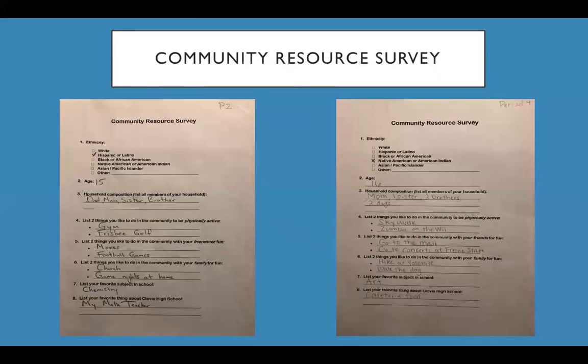Here is a sample of the community resource survey that I handed to all 3 of my classes. The big point on this was number 3, which asked for the household composition. So it was good to learn this about my students because I was able to find out what kind of homes they grow up in, and then find out what kind of support they have at home. I also learned some of the things they like to do to be physically active in the community.